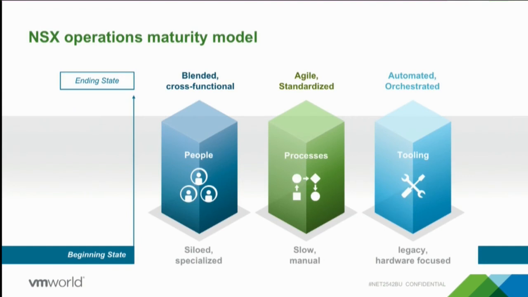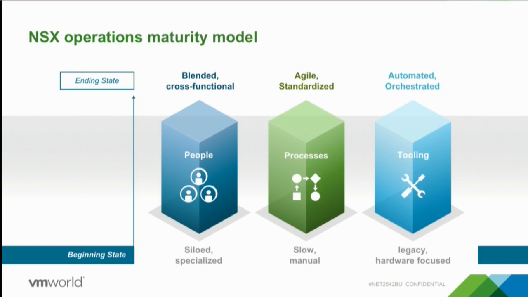So this is a very high-level overview of the operational transformation model. This gives you a way to think about how you would operationalize NSX in your environment. From a people's point of view, we really want you to think about not having specialized operations. You can leverage some of the skills that you already have in your organization, and think about more blended cross-functional teams that are more focused on application delivery and service delivery as against infrastructure and maintaining infrastructure.